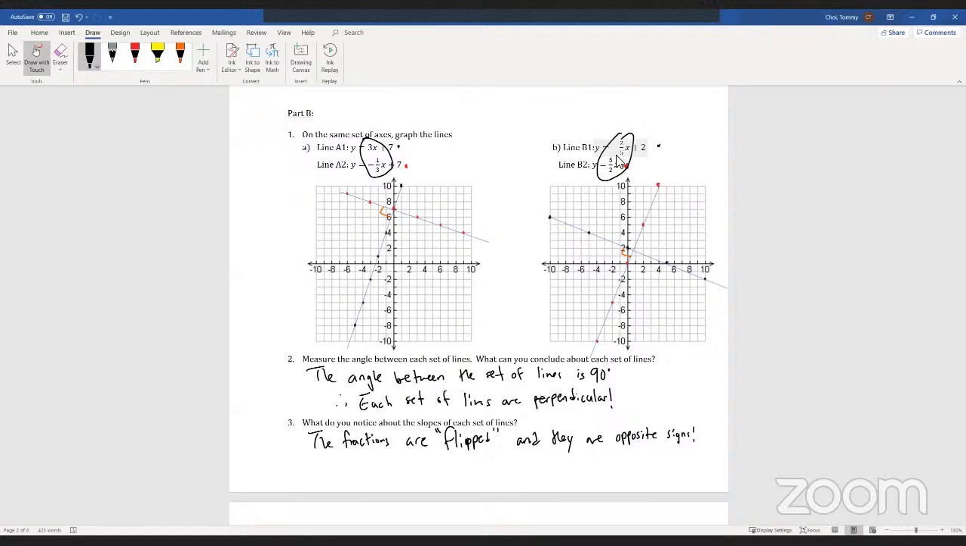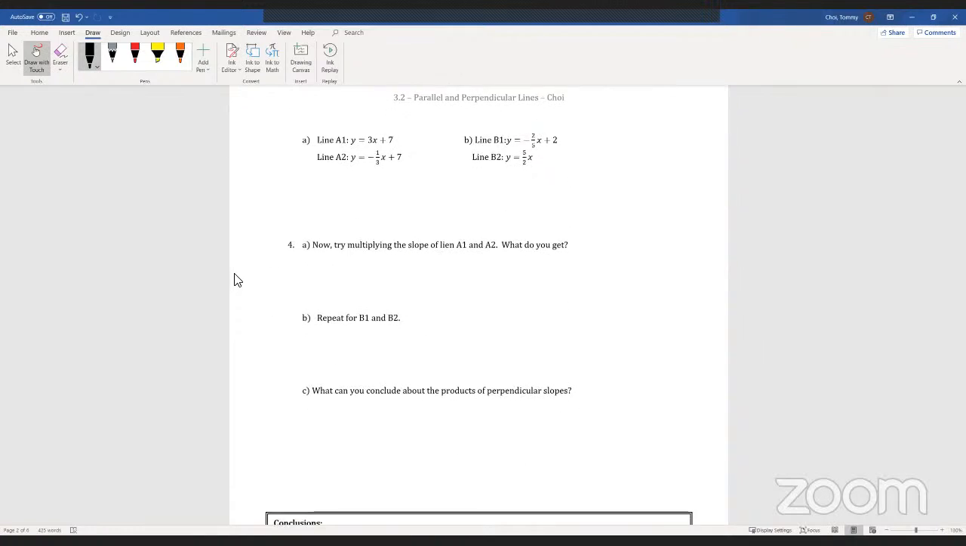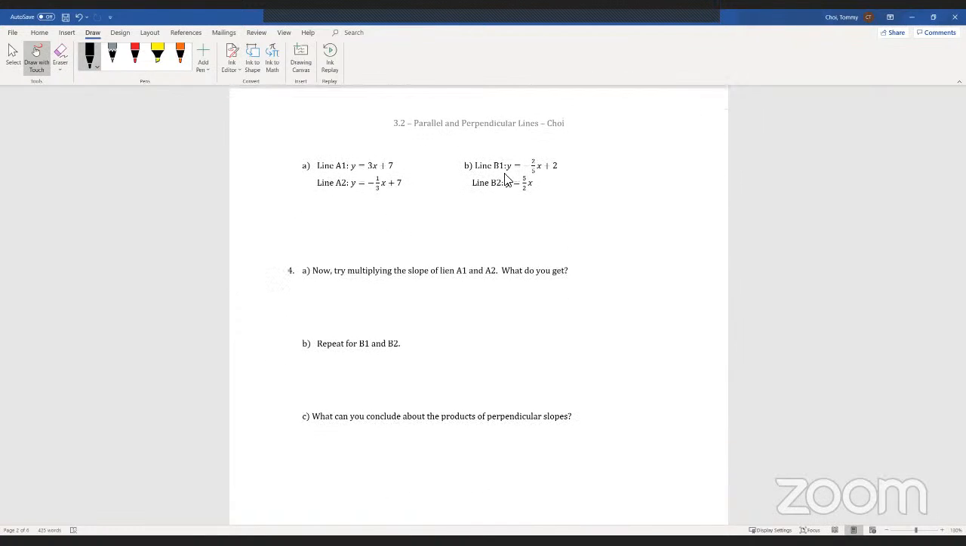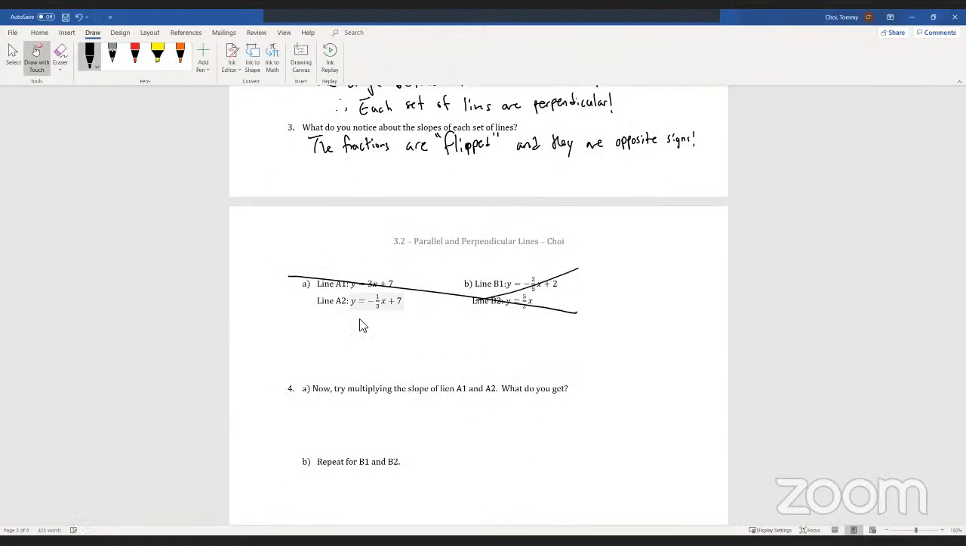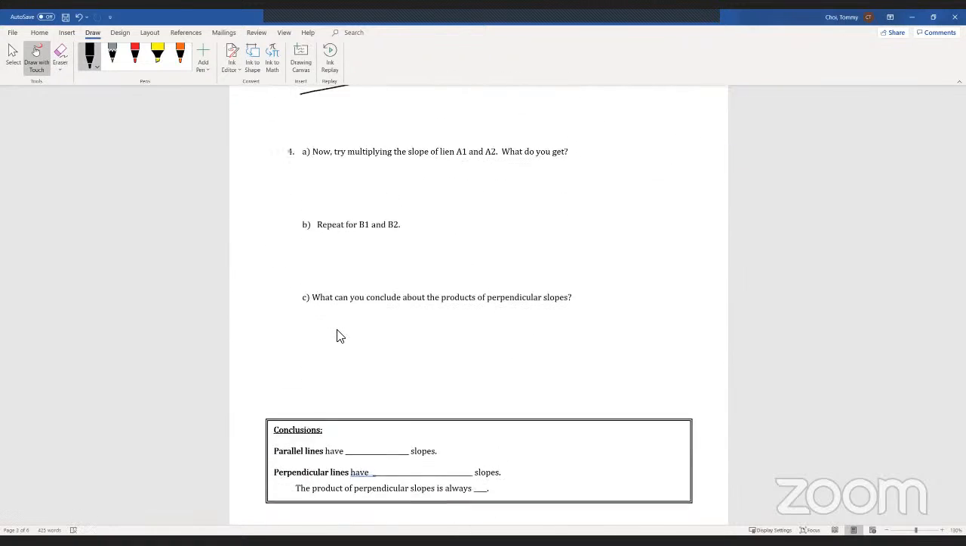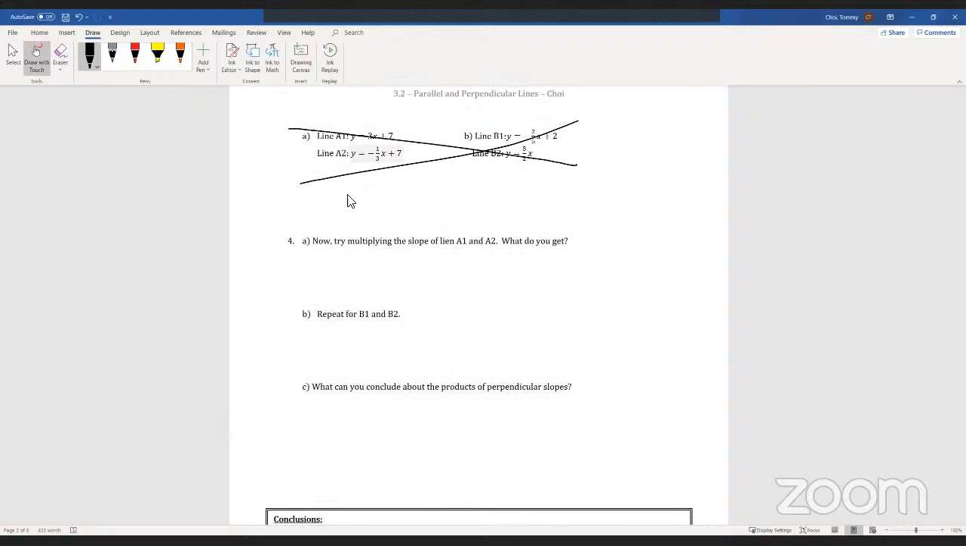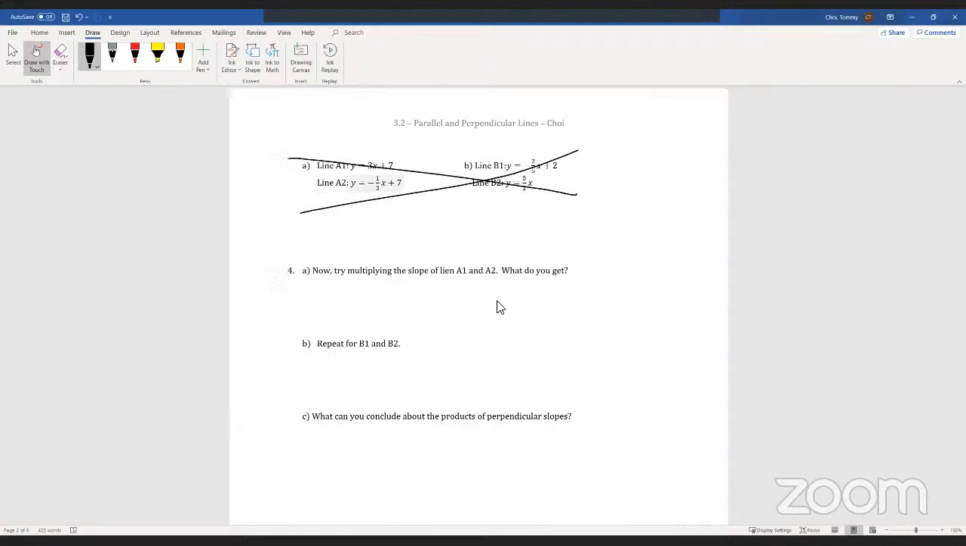So let's look into the rules here. Okay? We're going to skip over. Oh, this got copied twice, huh? Oopsies. Ignore this. Ignore that. So now let's look at the slopes of line A1 and A2 and B1, B2, and let's compare them.